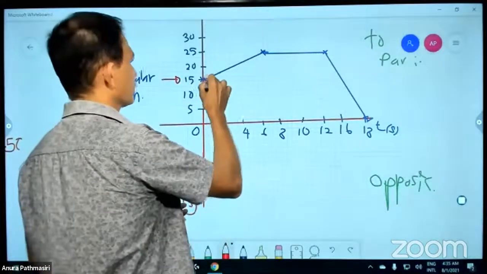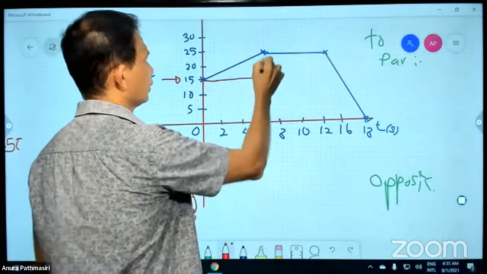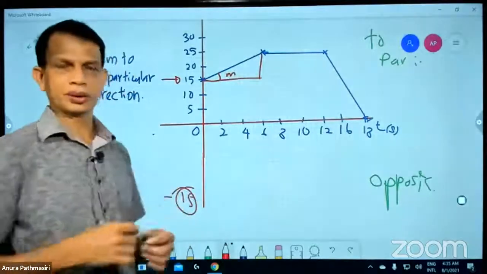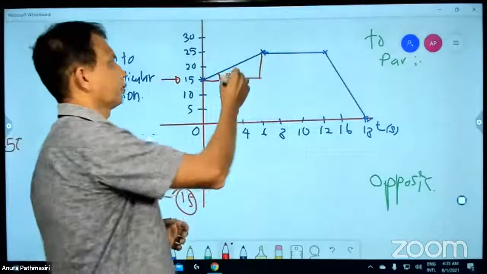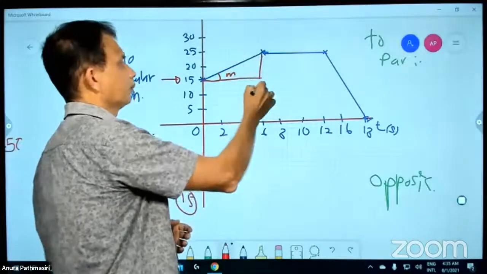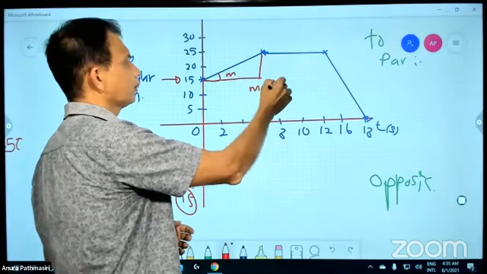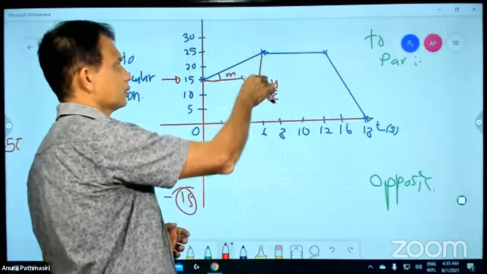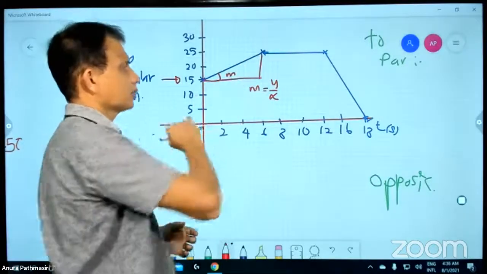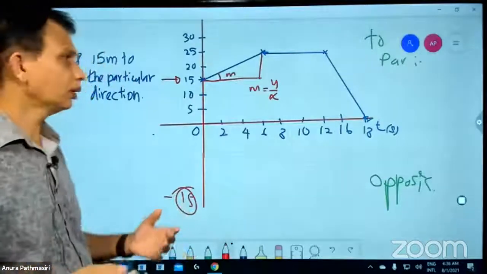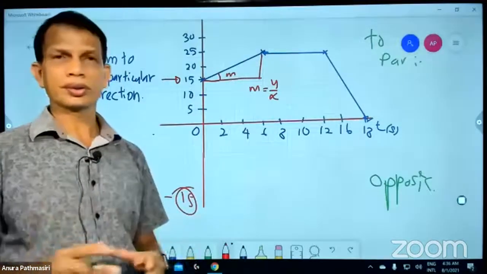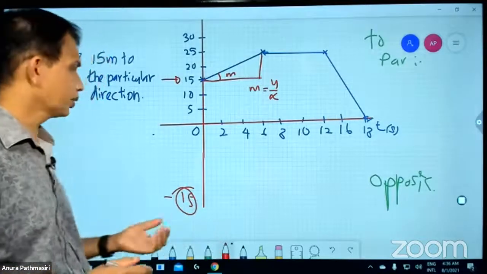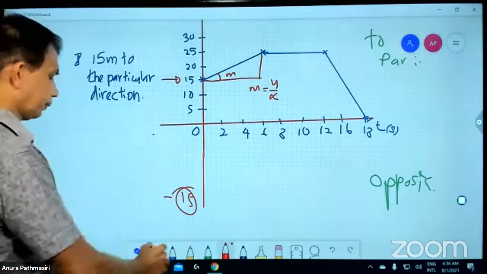The other way around, if you consider the gradient m, we can see that m equals tan theta, m equals y over x, the y-axis divided by the x-axis. You can see the gradient is given. The gradient also gives you the velocity.